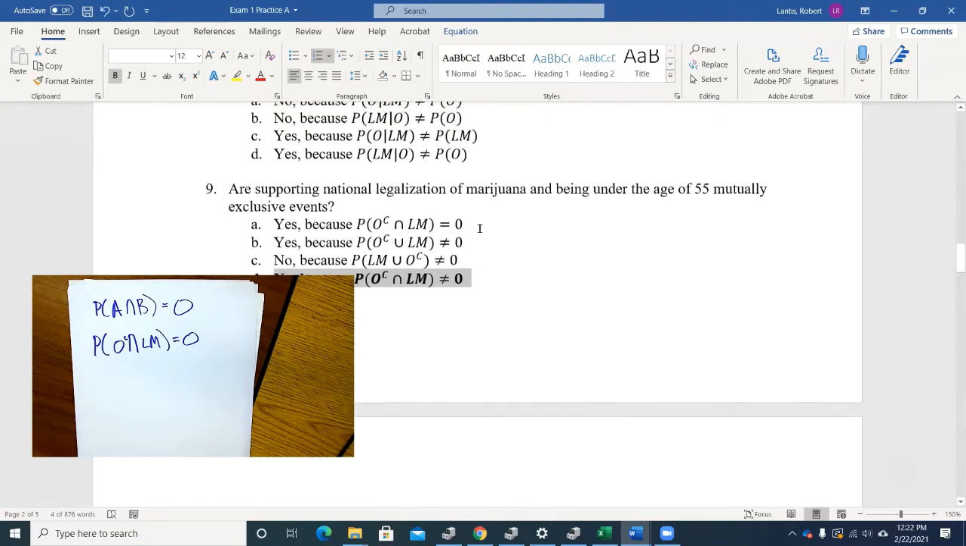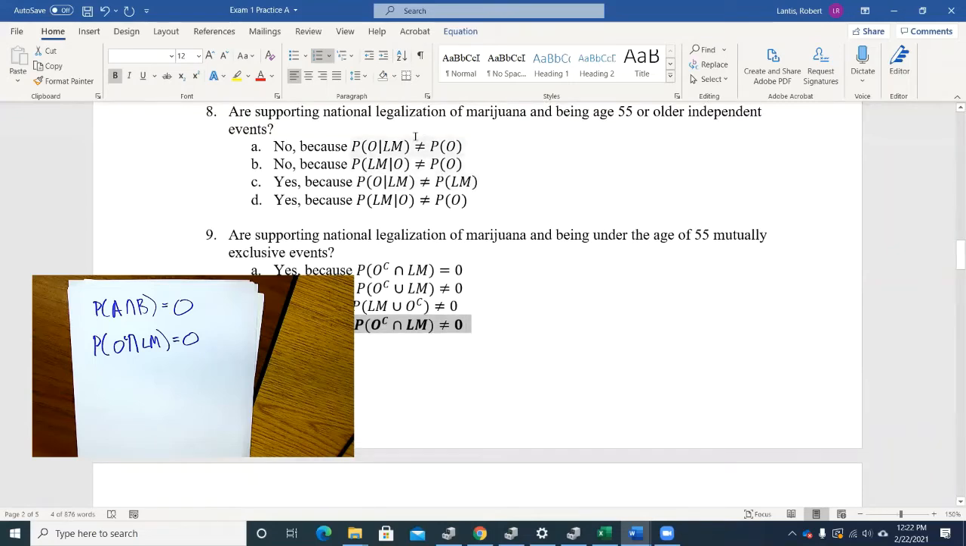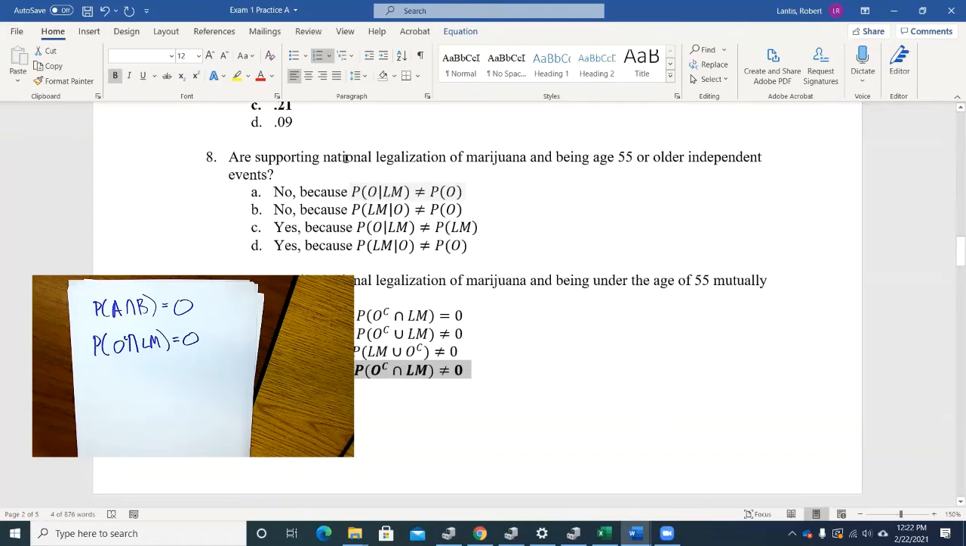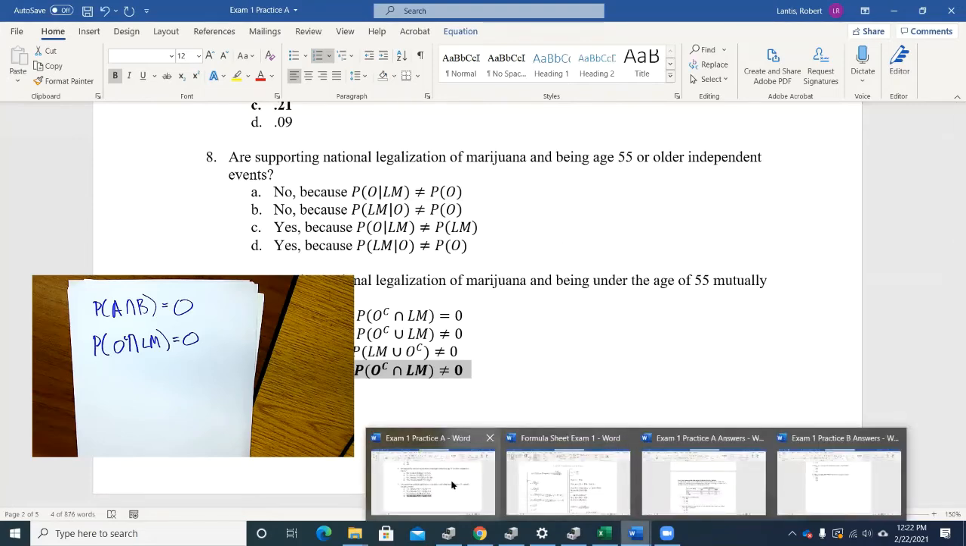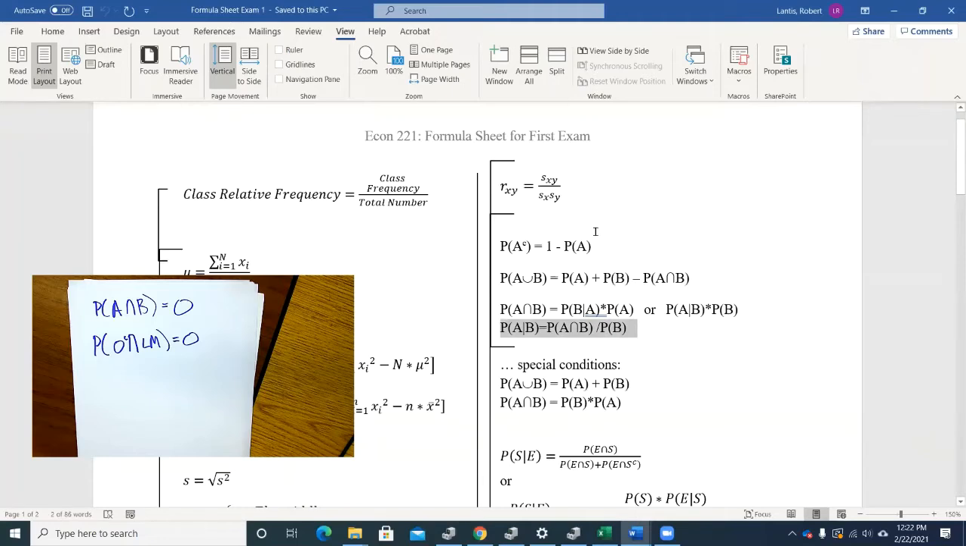All right. So this one's a little bit more difficult, right? So let's think about independence, okay? The question: are supporting the national legalization of marijuana and being 55 or older independent events? So we're thinking about event O and event LM here, right? Being over 55 and wanting marijuana legalized.